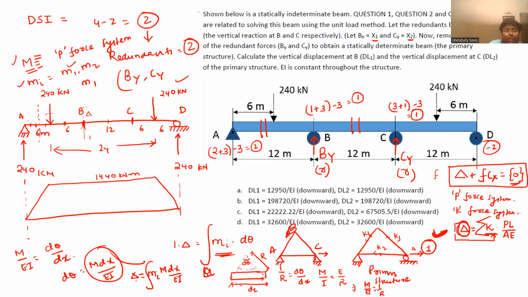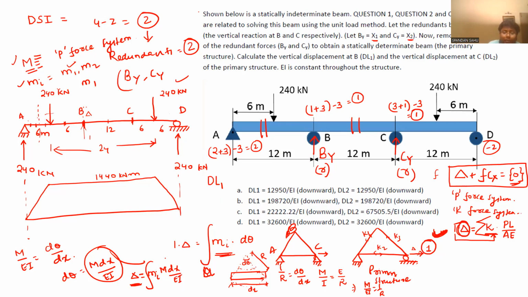Now, once you are done with this delta, ask: this delta was due to this unit load. But in your original structure, is this B point going upward? No. Downward? No. Then you got the compatibility, you got your own answer. What will be the compatibility? Under this external load, you will get DL1.